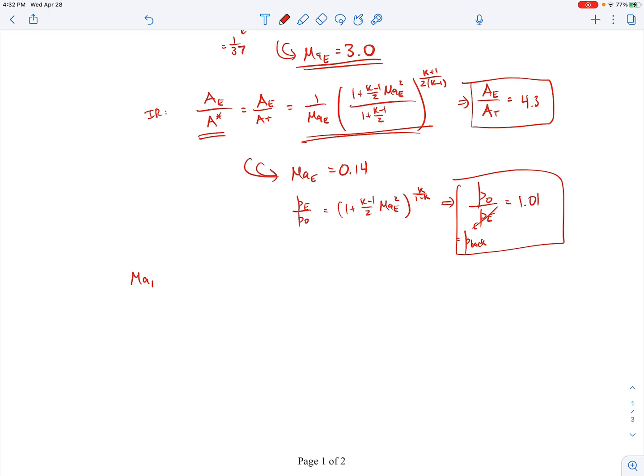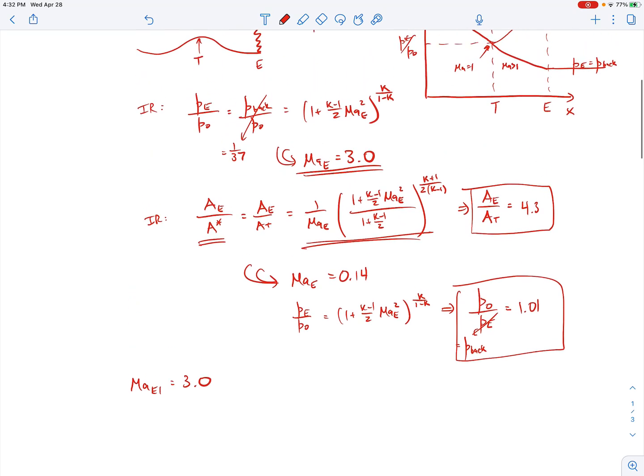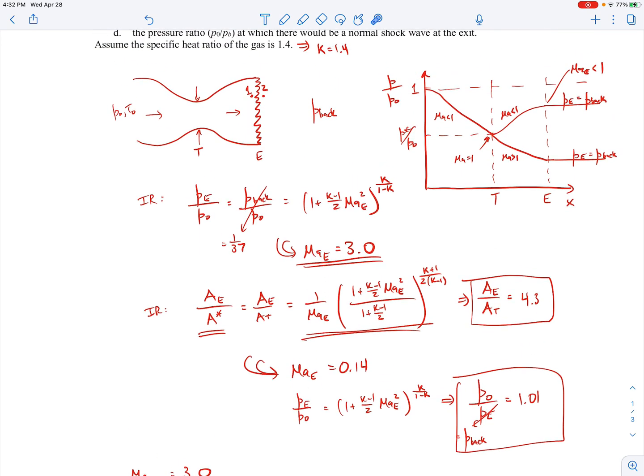Mach number at 1, at the exit 1, is 3.0. So it's just upstream of the shock wave right at the exit. We found that previously in the problem. Oh, by the way, just to sketch this one over here on this plot, the case we're looking at now is this. What's happening is the flow is subsonic in the converging section, reaches sonic conditions at the throat, goes supersonic all the way to the exit, hits a shock wave, and then goes subsonic.